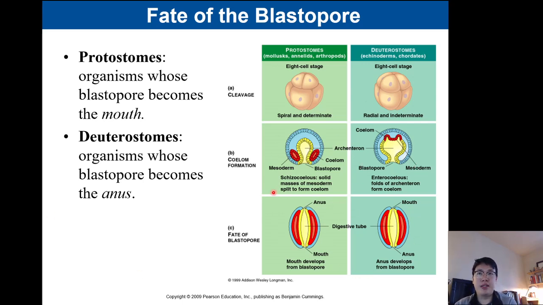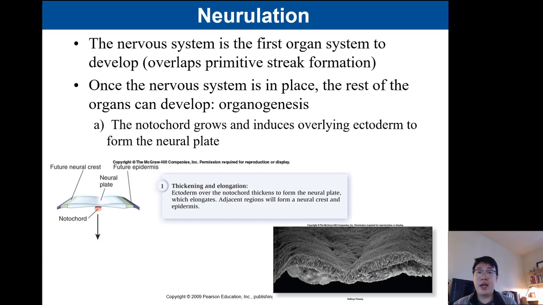And this is just a different process. Again, you guys have the slides. You can go through it and just look at the process here. Now, neurulation is the third step. Okay? Again, neurulation sounds like nerves.